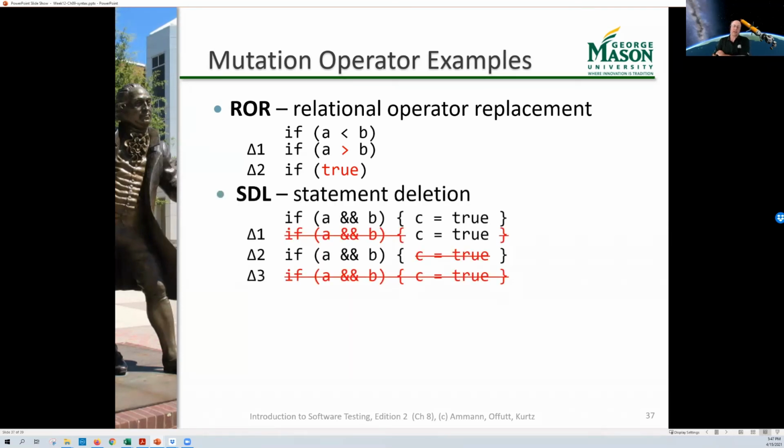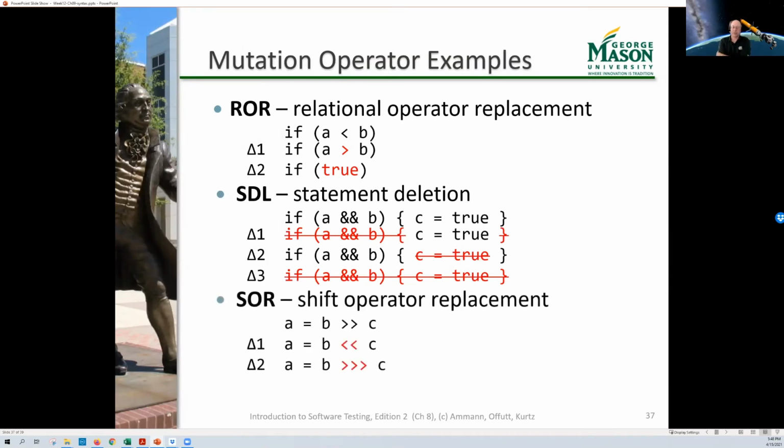Statement deletion. Statement deletion is an interesting operator that can delete a statement or part of a statement. So here, given this, if A and B, then C equals true, it can delete the entire thing, which is what it's doing in mutant 3, or it can delete the condition, as it's doing in mutant 1, or it can delete what gets executed if it's true, as it's doing in mutant 2. So we can delete all of a statement or parts of a statement.